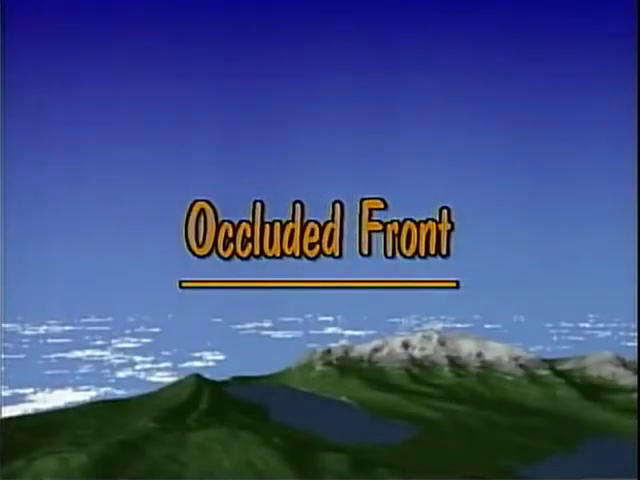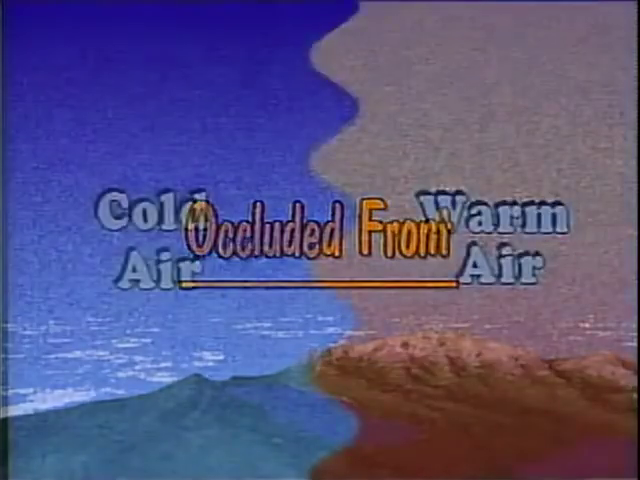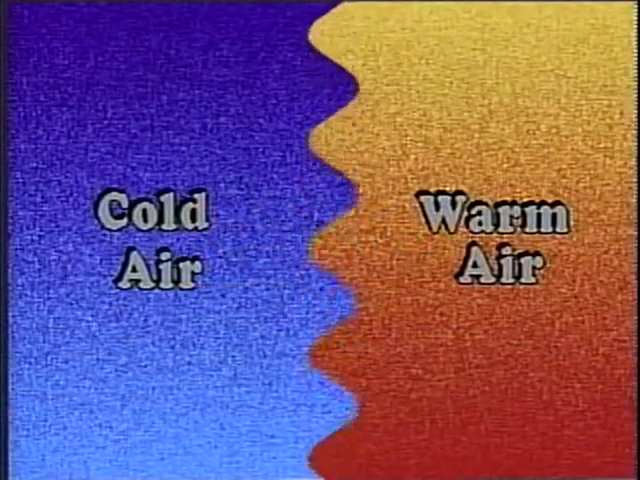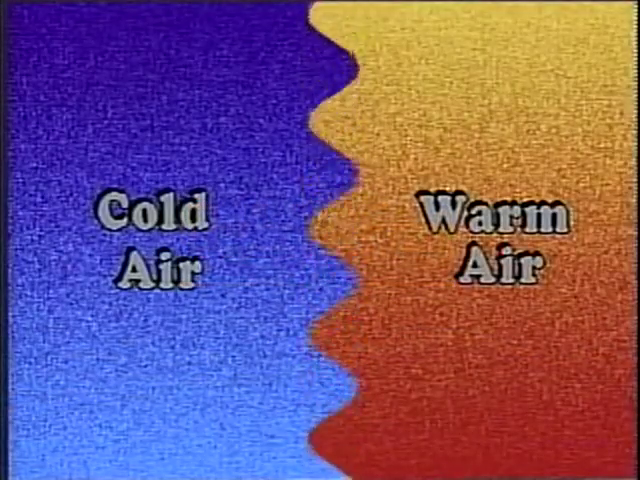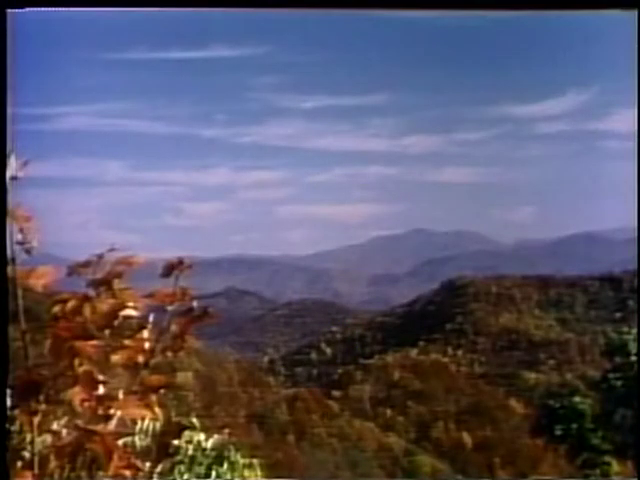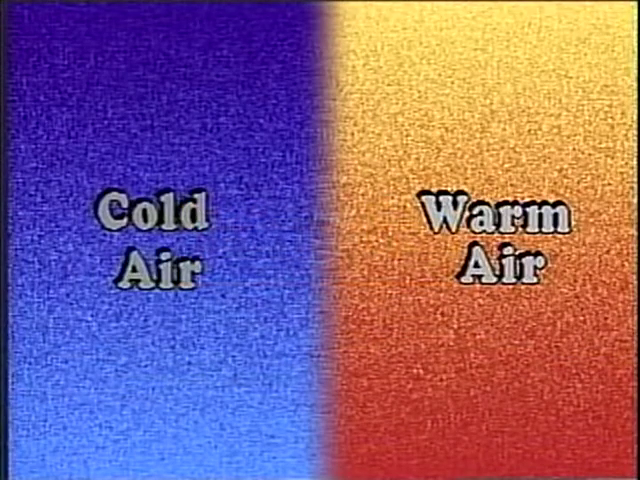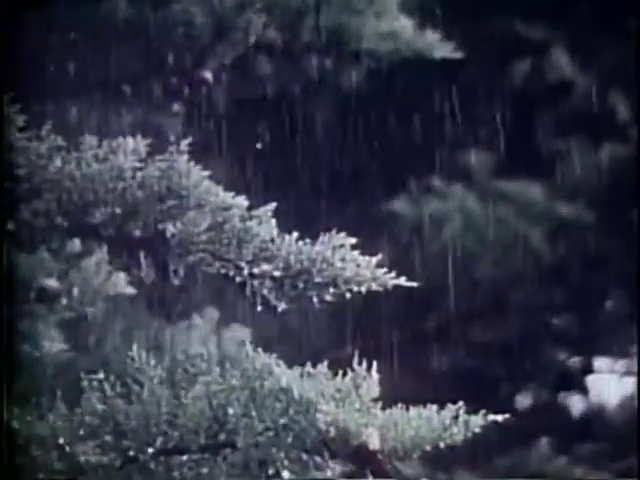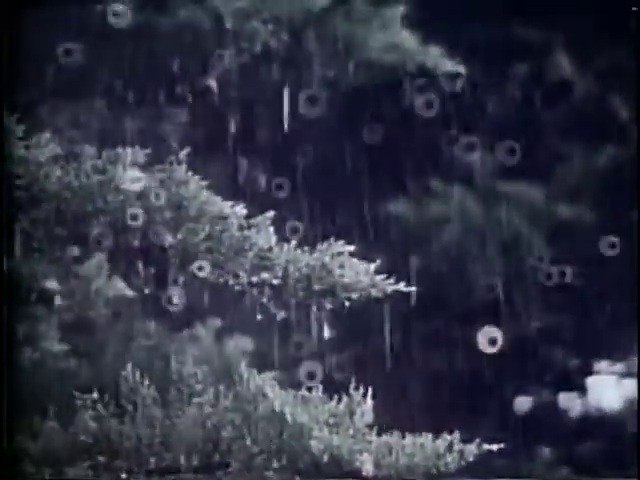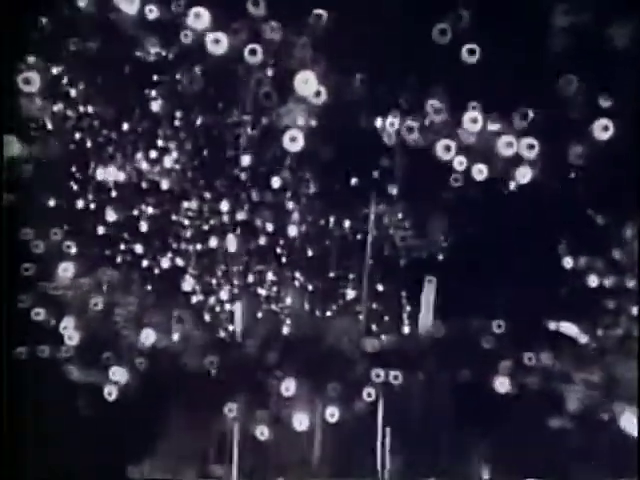An occluded front occurs when two fronts, one hot and one cold, meet. This front doesn't produce extreme weather as cold and warm fronts do. The last type is the stationary front, when a warm front meets a cold front and there is no movement. Rain may fall for many days when a stationary front occurs.